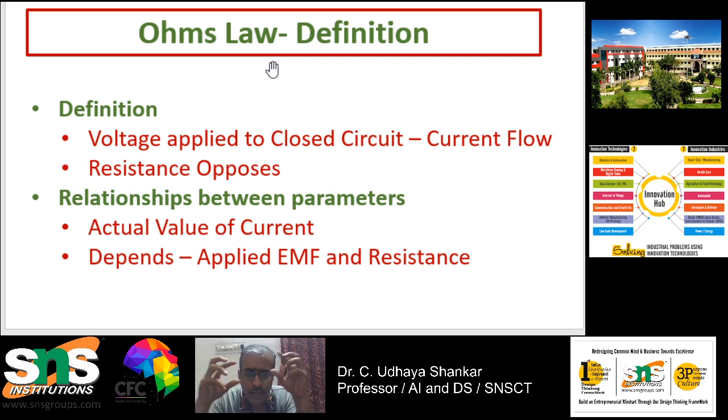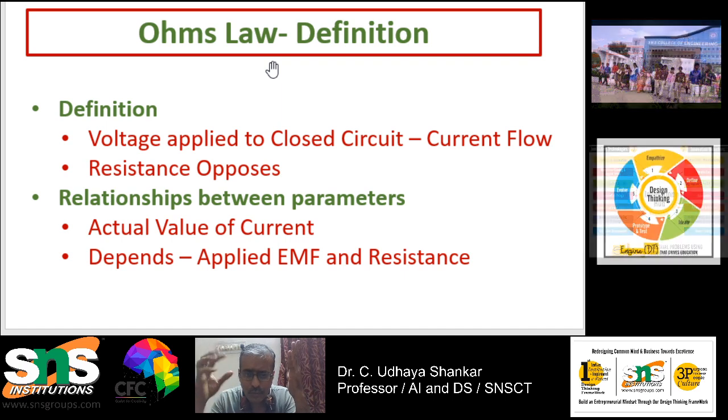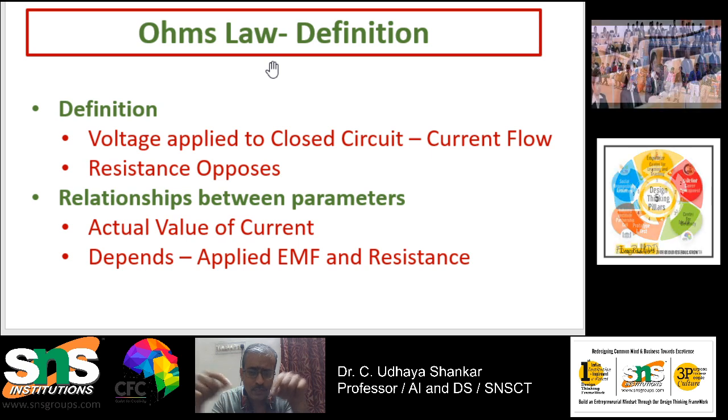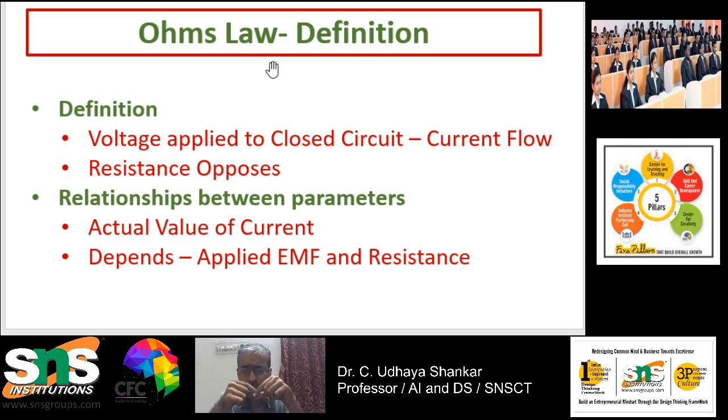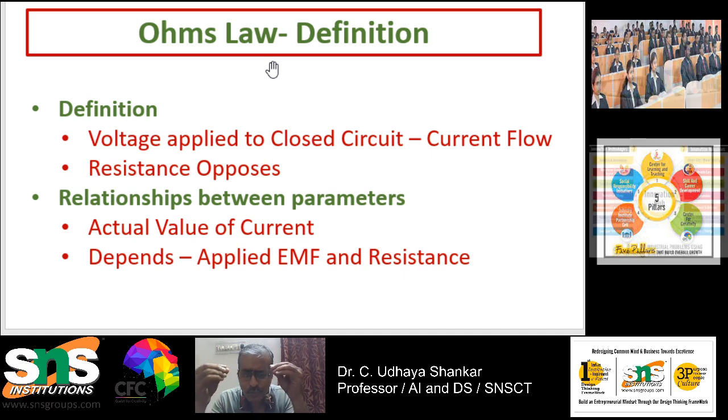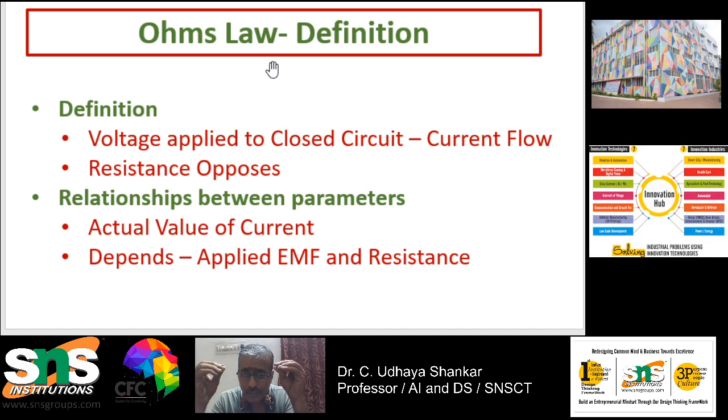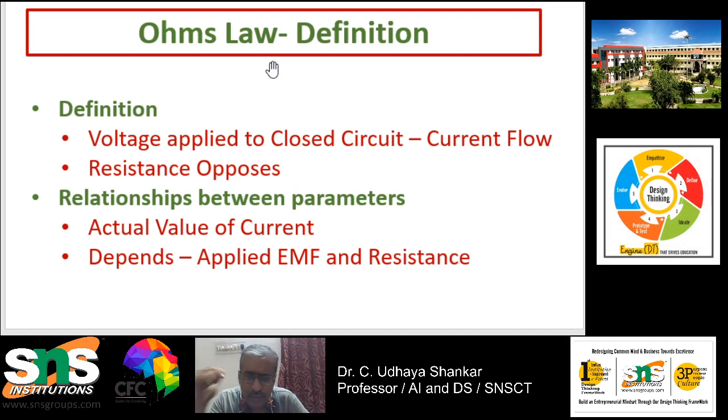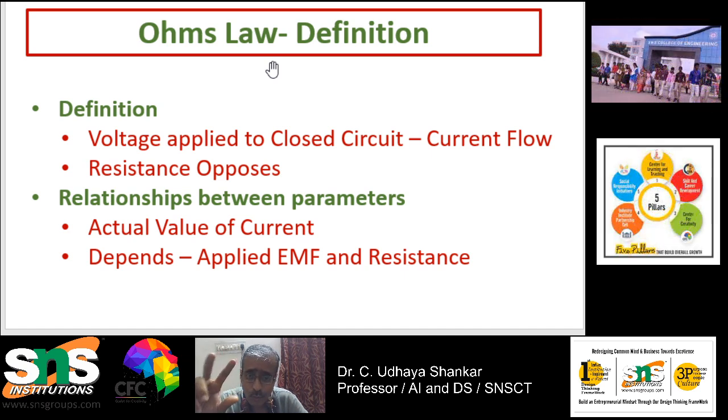Now let's go into the discussions. For example, when a voltage is applied to a closed circuit, what do you mean by a closed circuit? A closed circuit has a starting point, it goes round the circuit, and finally the end point connects with the start point. That's called a closed circuit. When a voltage is applied to a closed circuit, it will cause a flow of electrons, and this causes the flow of electricity.